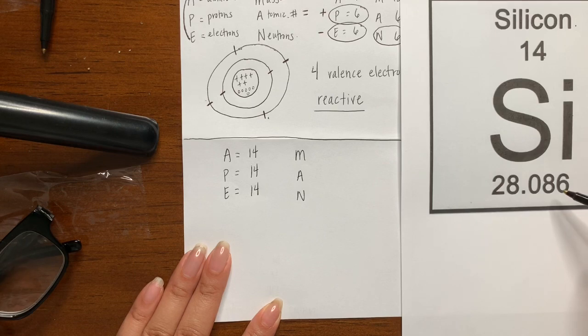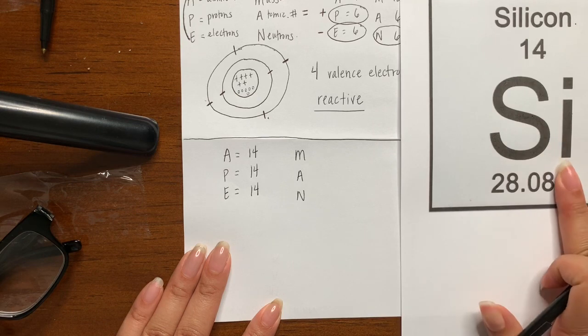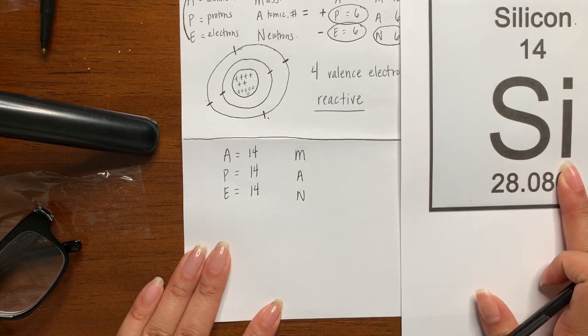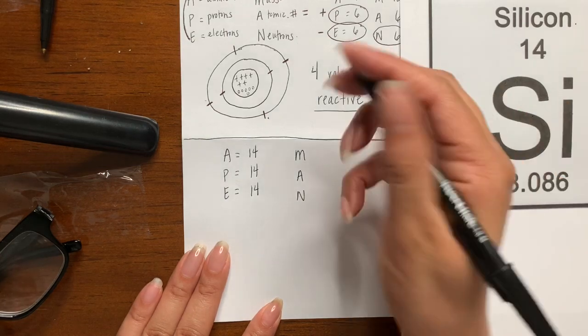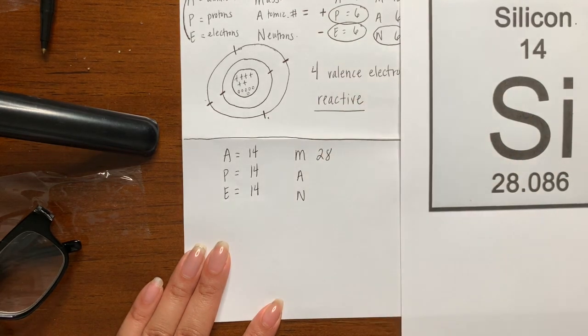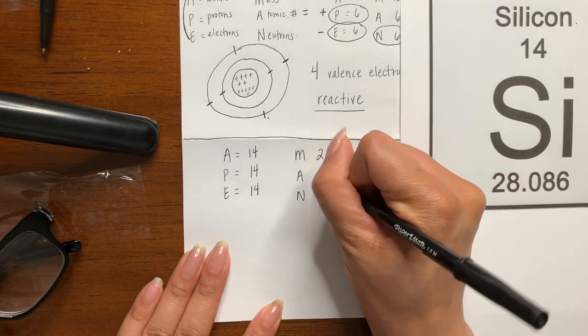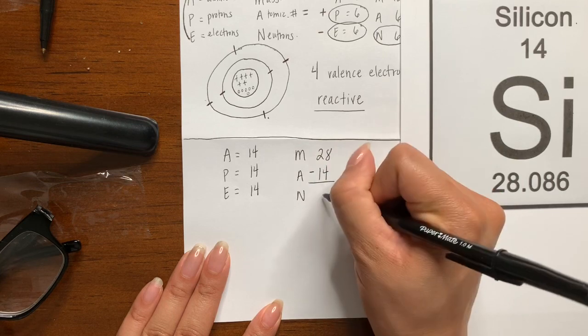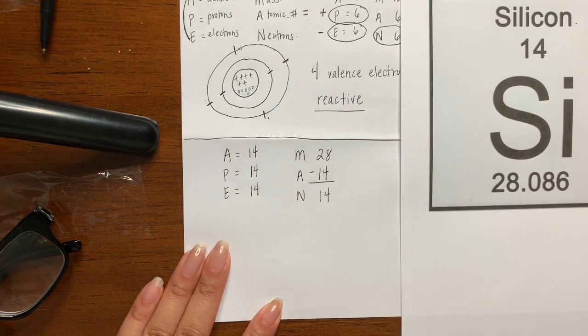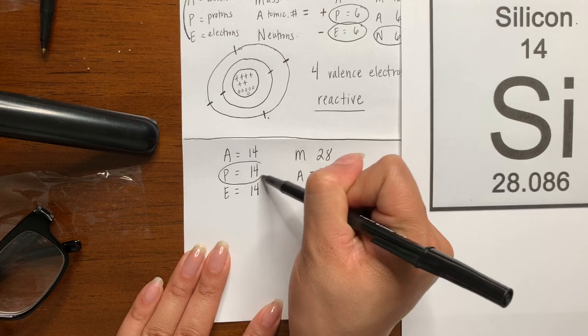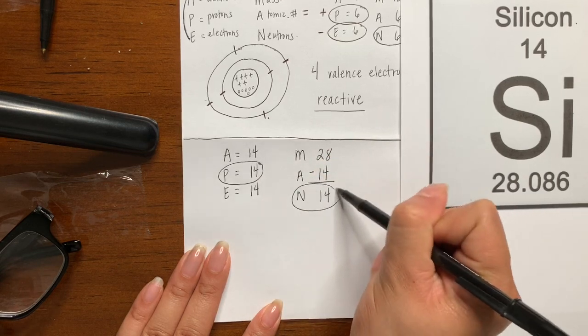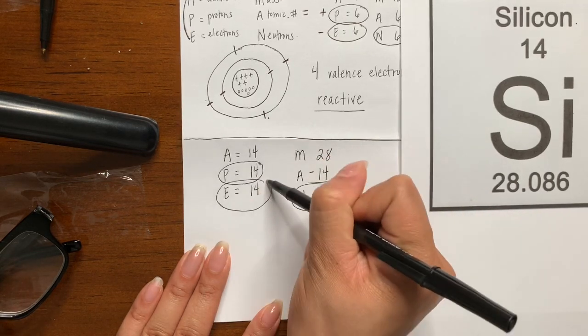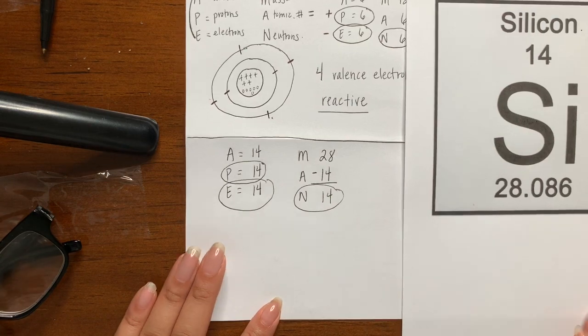Looking at our mass, we have 28.086. If we cover this last number, that's 28.08, which is closer to 28 than 29. So our mass is 28. Our atomic number again is 14. 28 minus 14 equals 14. So now we know we have 14 protons, 14 neutrons, and 14 electrons. And now we can draw our model.